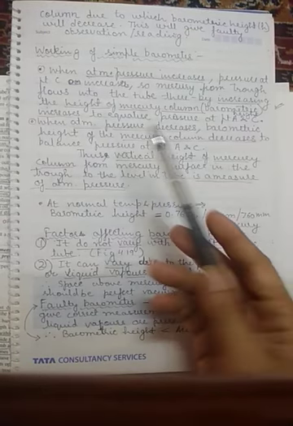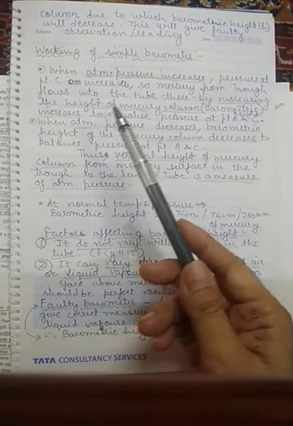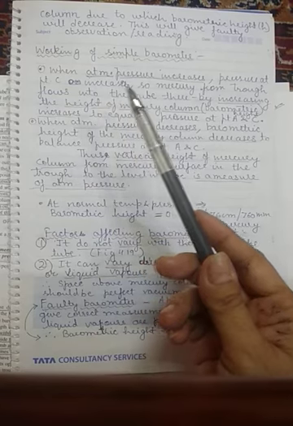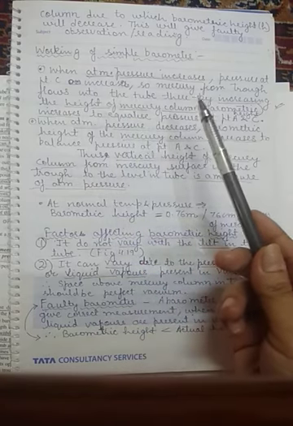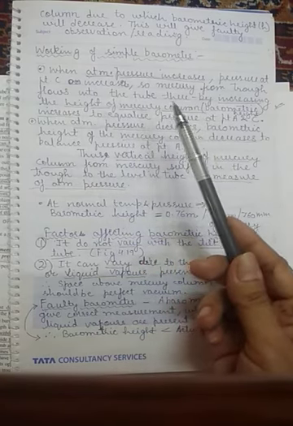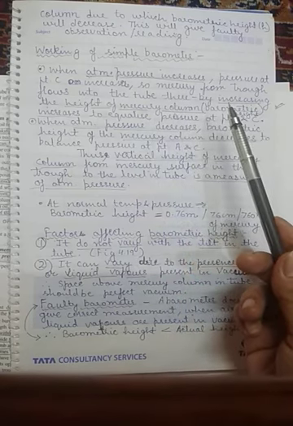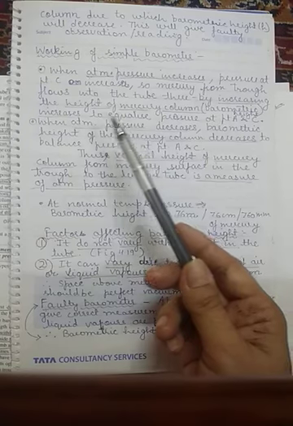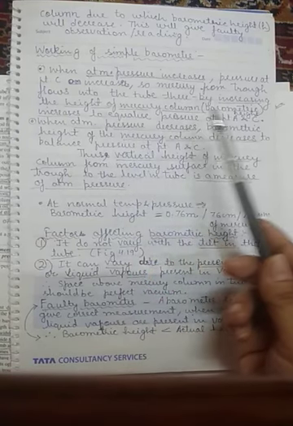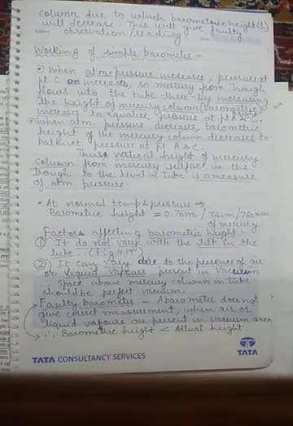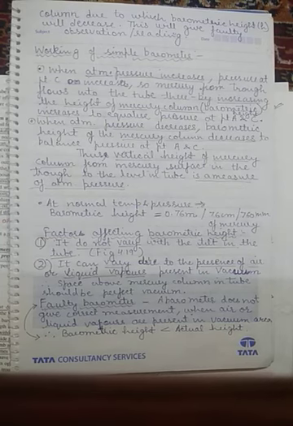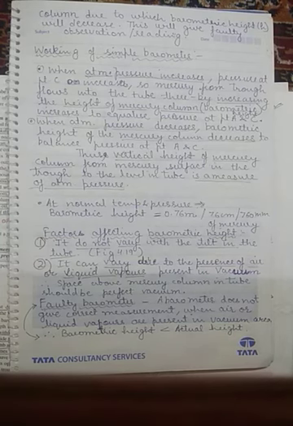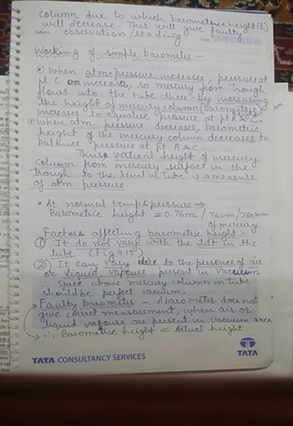Now let us look at the working of the simple barometer. When atmospheric pressure increases, the pressure at the surface increases, and therefore mercury from the trough, meaning the glass vessel, flows into the tube, therefore increasing the height of the mercury column, that is, the barometric height increases. Let us look at the diagram.